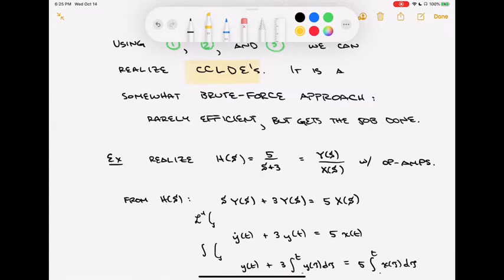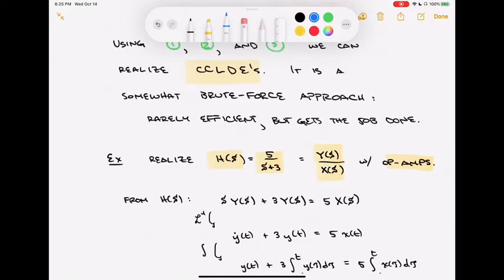I'm going to pick a pretty simple example, and we would like to go ahead and realize a transfer function. So I've got a transfer function here of interest. It's just going to be 5 over s plus 3, and I'd like to realize that with op amps. The first thing I notice is that a transfer function is just the ratio of output to input. That was one of the definitions we had in a previous lecture about the transfer function.